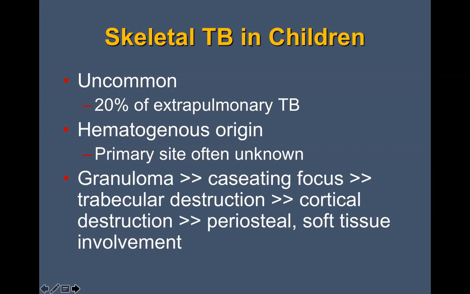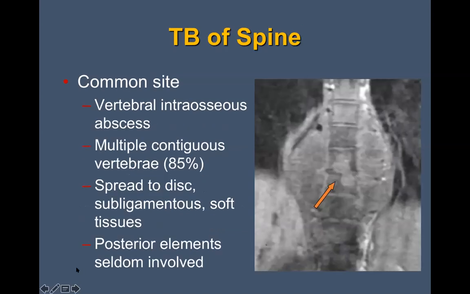The involvement of the bone undergoes a fairly regular course, starting with a granuloma, which then becomes caseating, then destroys the trabecular structure of the bone, can move into the cortex and give you cortical destruction, and can eventually give you periosteal reaction and can extend into the soft tissues. So the appearance can be quite variable depending on how extensive the disease actually is. Probably the most well-known site for tuberculosis involvement is in the spine, and it probably is one of the more common places that we see.